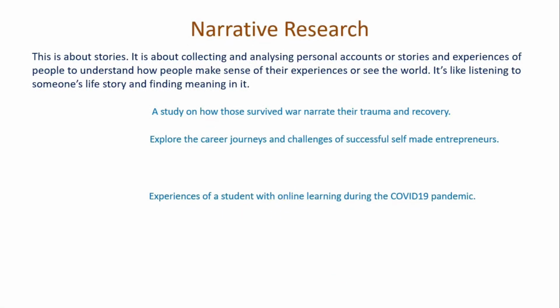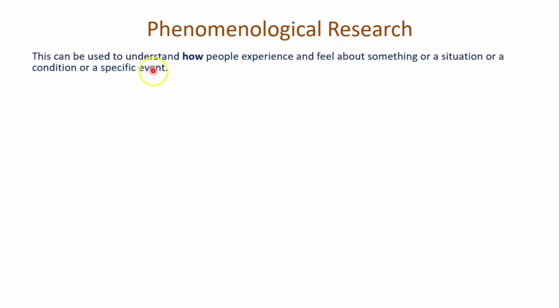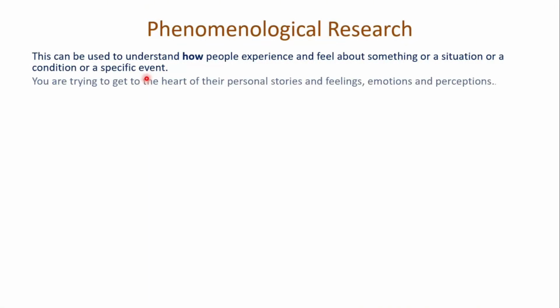Okay. Then let's look at the second one, which is phenomenological research. Phenomenological, so it's about an occurrence. You want to understand how people feel about a particular occurrence, about a particular situation, about a particular condition, or event. You want to understand their experience and how they feel about it. So you are trying to get to the heart of their personal stories and feelings, emotions and perceptions. So that's how phenomenological research works.